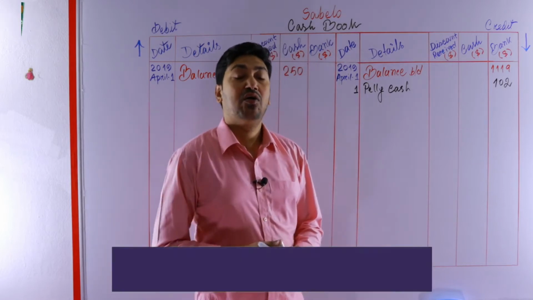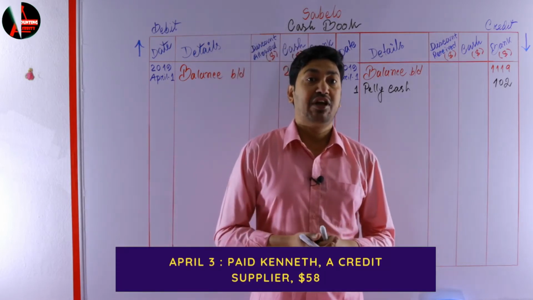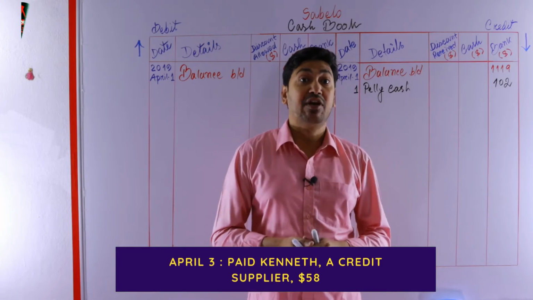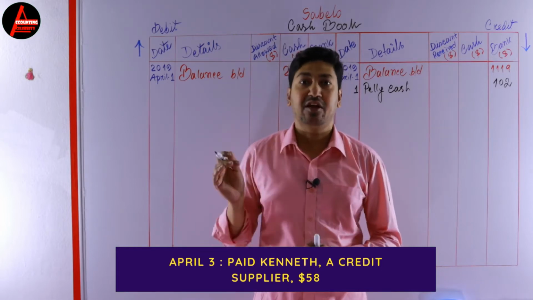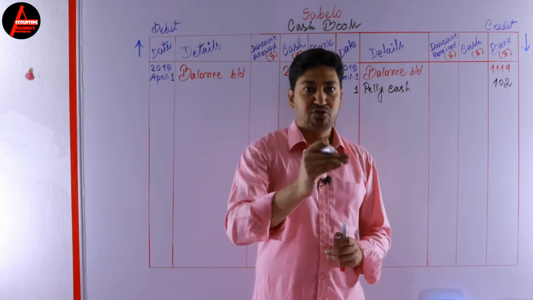Now, transaction 3, paid Kenneth, a credit supplier, $58. It will not come here. Why? Look at the question once again.